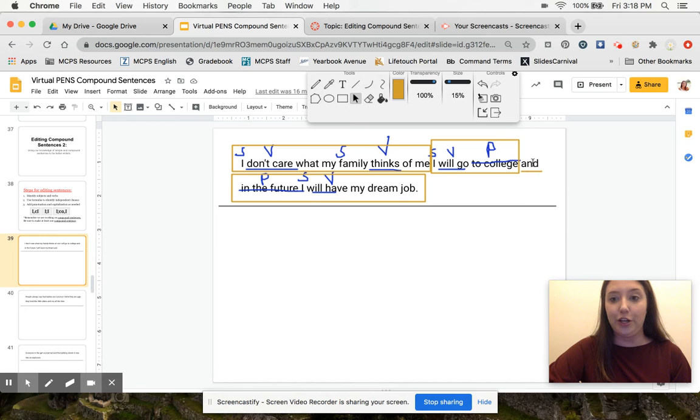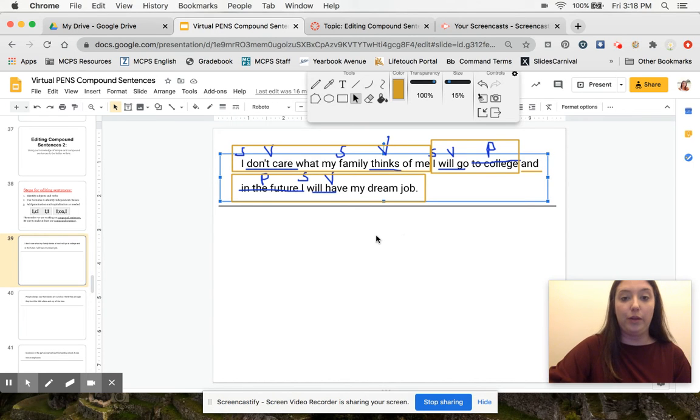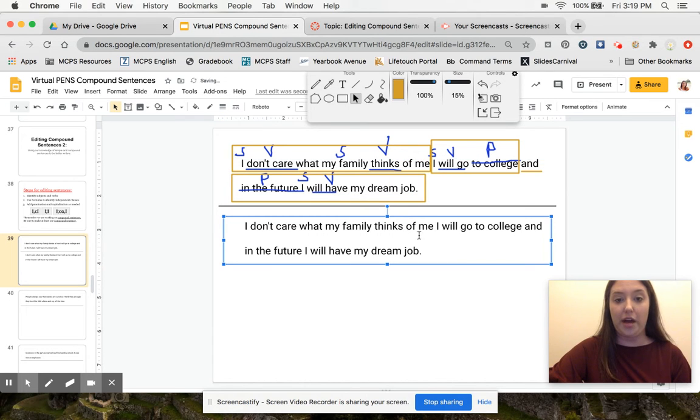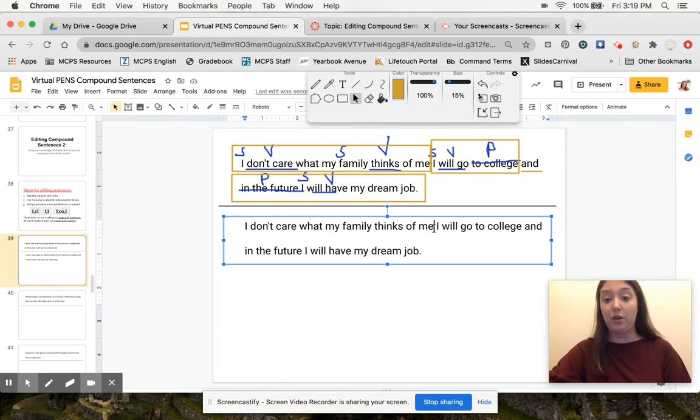And now we're going to look at how we would produce this sentence, how we would edit it, so that it has proper punctuation and capitalization, and we're going to follow our formulas. So I don't care what my family thinks of me. We know that that kind of goes by itself. It's got a subject and a verb. It's sort of a complete statement. We're not missing any information. So we have an independent clause and then another independent clause. So the best way to connect two independent clauses is with a comma and a conjunction or a semicolon. I'm going to choose to use a semicolon here.